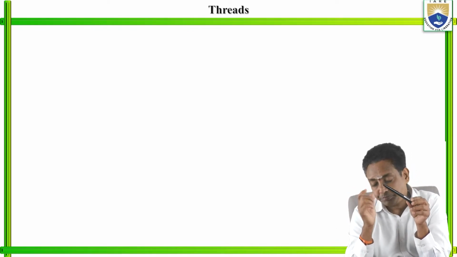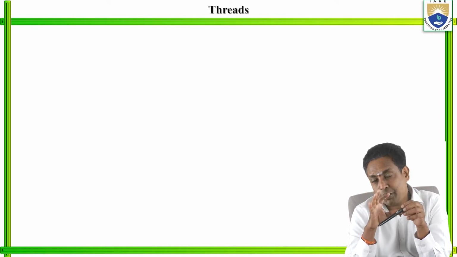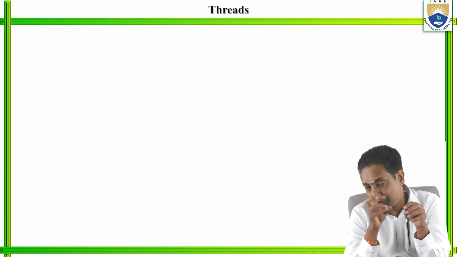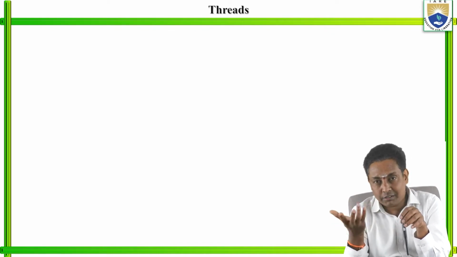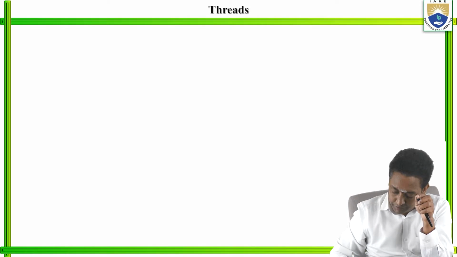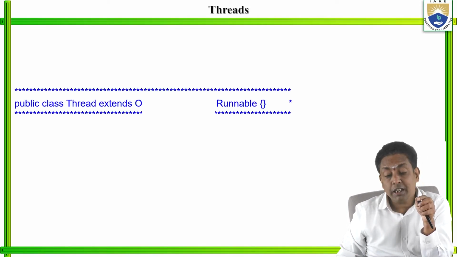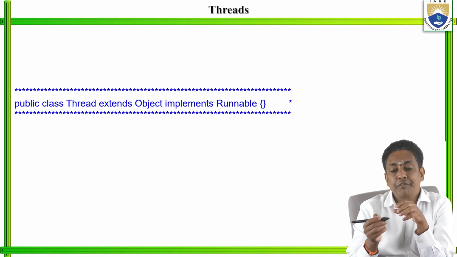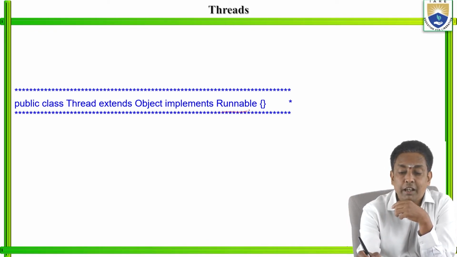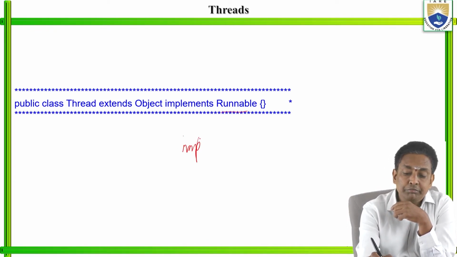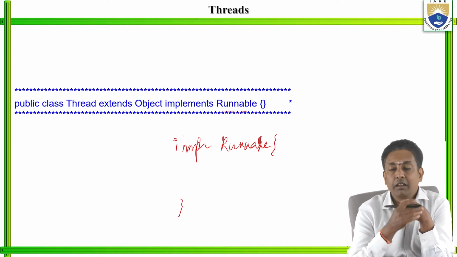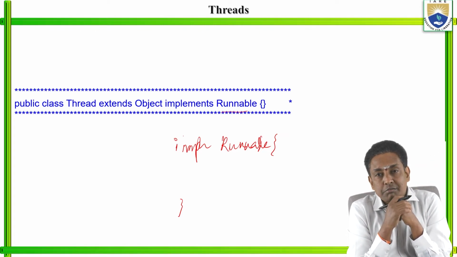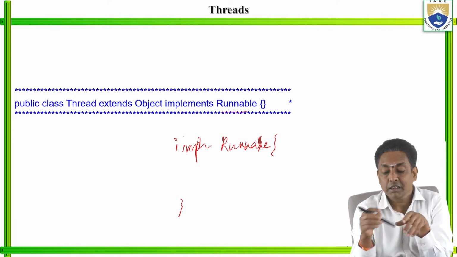That is the point. In the last video, we saw how to extend from Thread, how to override the run method, how to start the thread, and all that. In this video, we'll see the second way of implementing a thread, that is by implementing the Runnable interface.